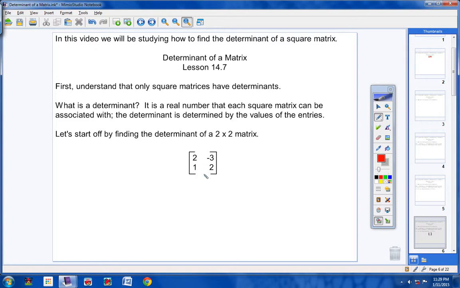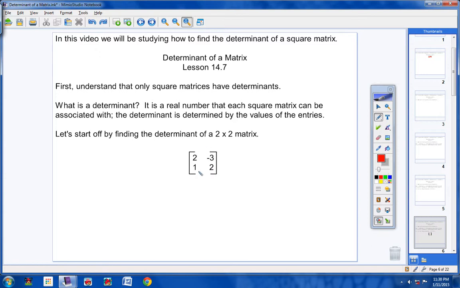Here we go. The first thing that you do is you multiply up from left to right diagonally, and you change the sign. Listen, students, anytime you're finding the determinant and you multiply up from left to right, you always change the sign. When you multiply down from left to right, you do not change the sign. Please don't forget that.